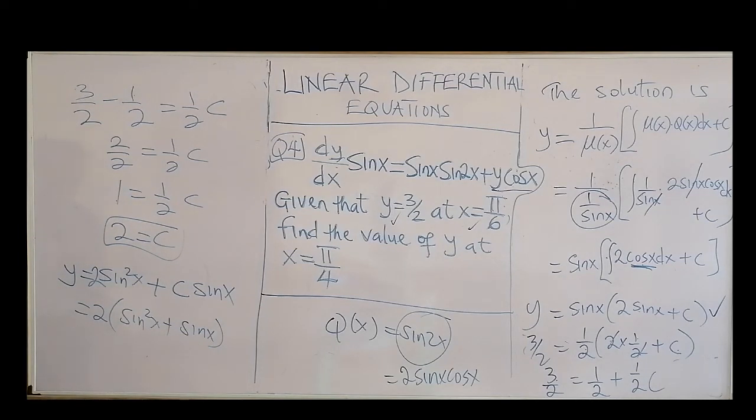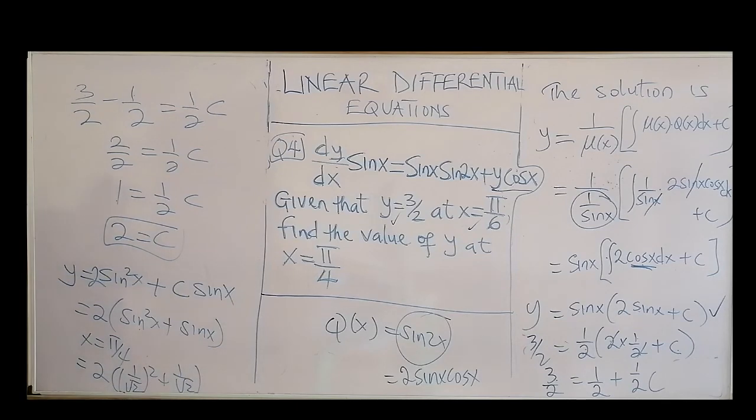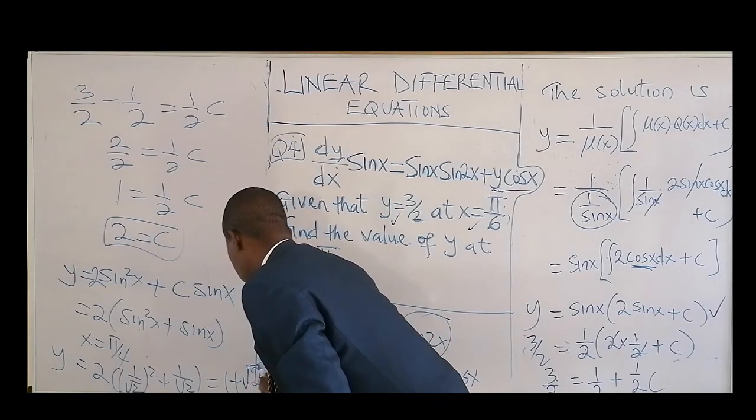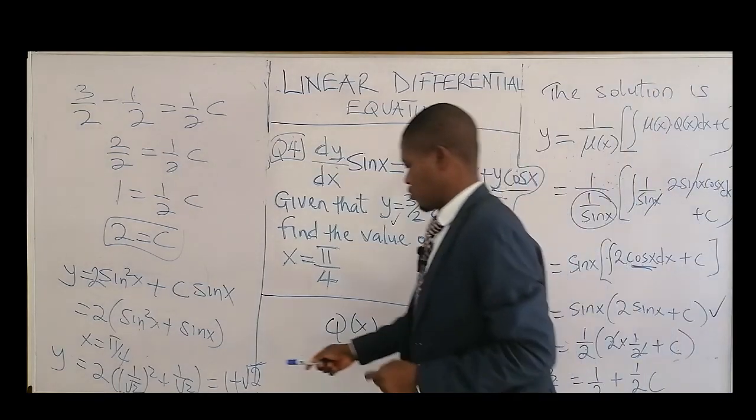Then my x is pi over 4, so sine is 1 over root 2. So I have 2 into brackets, 1 over root 2 all square plus 1 over root 2. Okay, this will be equal to 1 plus root 2. So 1 plus root 2, that's that on that question.